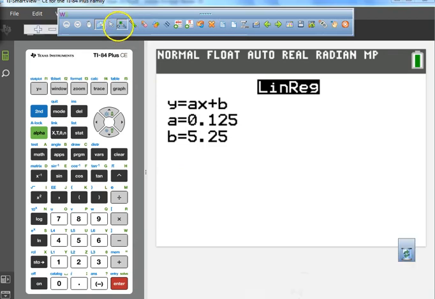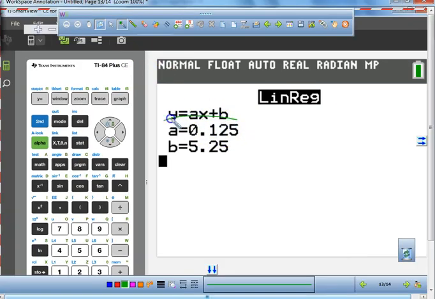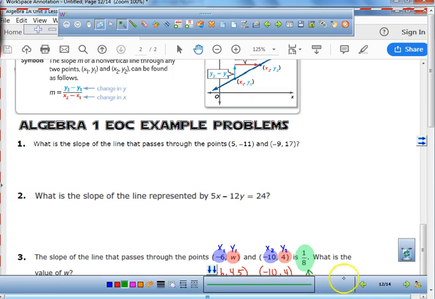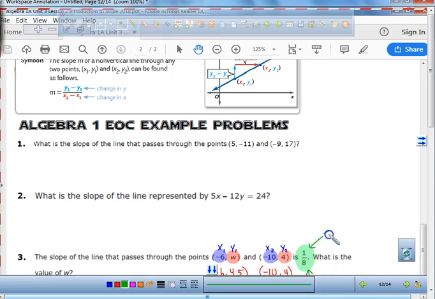What does it say my slope is equal to in my graphing calculator? What's my slope? 0.125. What fraction is 0.125? 1 over 8. What was our slope equal to? 1 over 8. So we know we got it right.